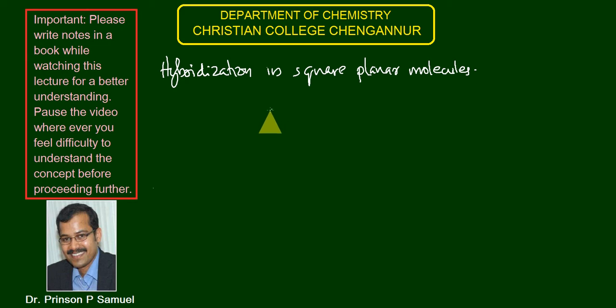You are very familiar with the transition metal complexes having square planar geometry, and also you know other molecules formed by the main group elements also having this geometry. So I am going to talk about the hybridization in this type of square planar molecules, and I am going to assign the hybridization in these molecules based on their symmetry.